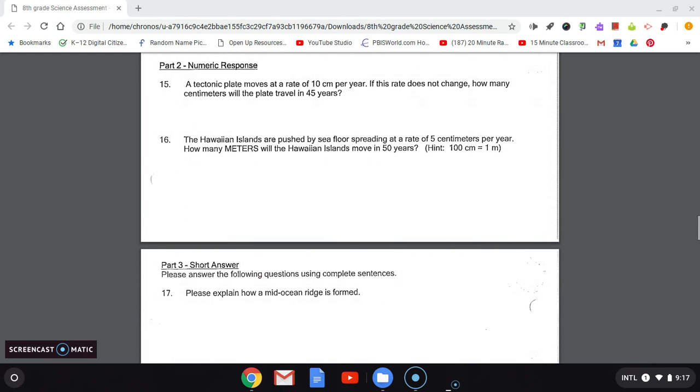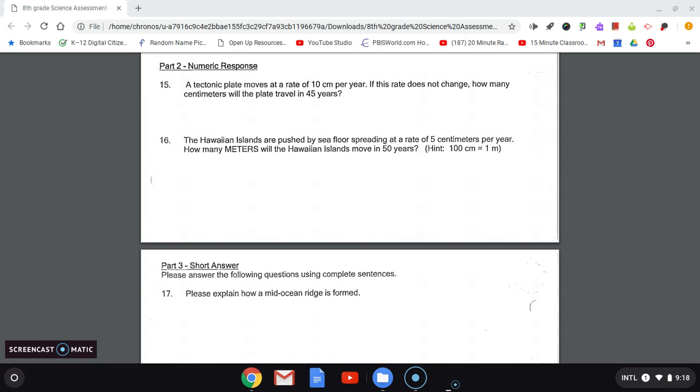Part 2, numeric response. For each of these questions, I will read the question, and then you'll need to hit pause so that you can formulate your answer and write it down. Number 15. A tectonic plate moves at a rate of 10 centimeters per year. If this rate does not change, how many centimeters will the plate travel in 45 years? So hit pause, figure out your math, and write your answer, and then hit play when you're ready to go on to number 16.